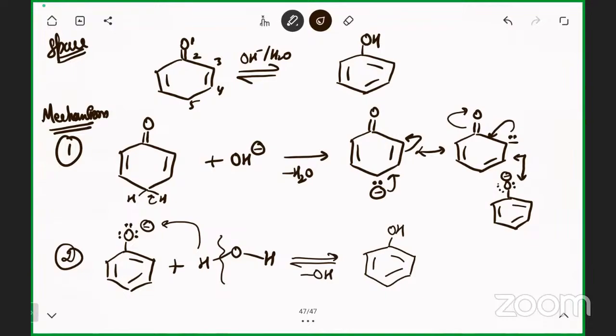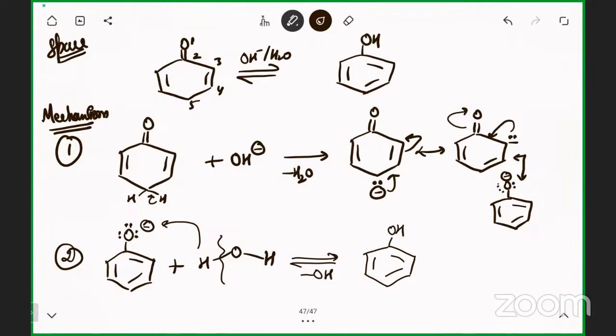Some of the resonance you have to take. First, there was elimination of hydrogen. Hydrogen will react with the OH negative. It will eliminate out the water molecule. Now the negative charge is on the para position, which will come in the resonance and make the resonating structure till the oxygen will get the negative charge. When this oxygen gets the negative charge, it is quite stable just because oxygen is electronegative.